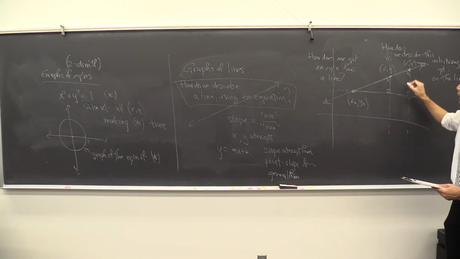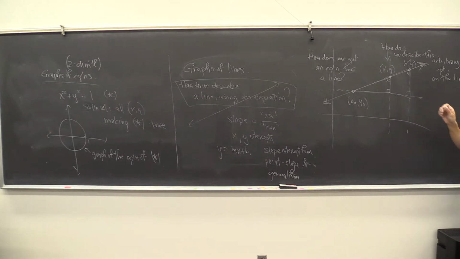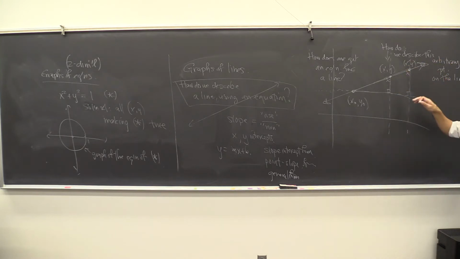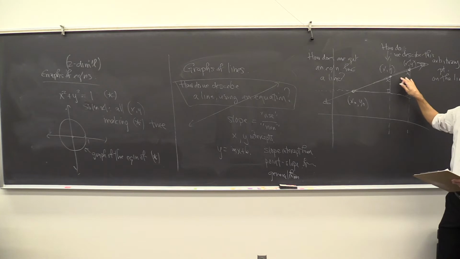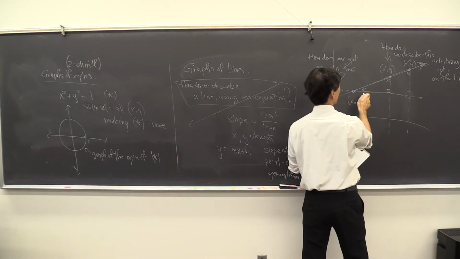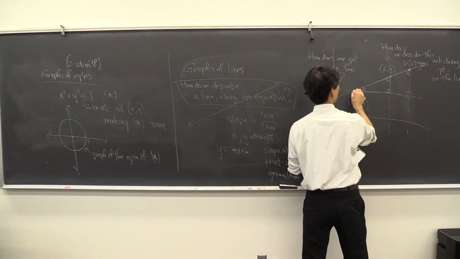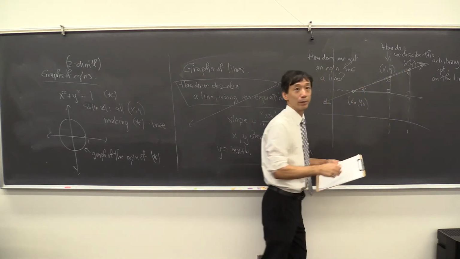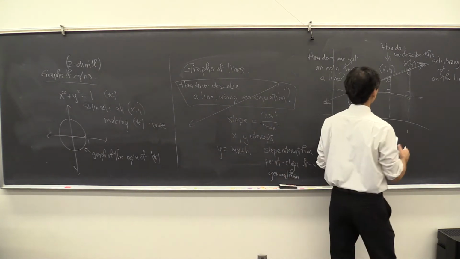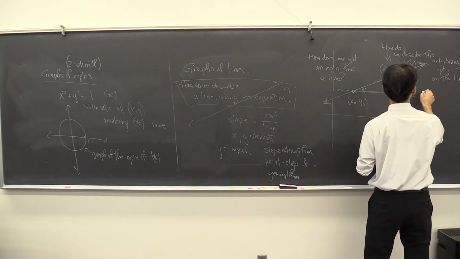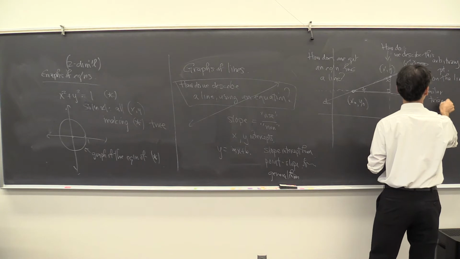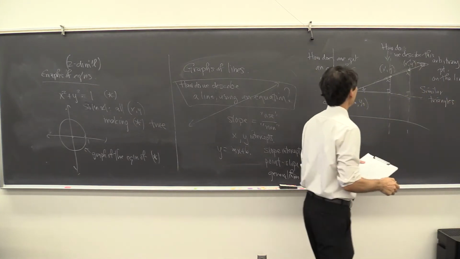that these angles are the same, right? You've got two parallel lines and a line cutting through them. So some rule of geometry says these guys are the same, and this angle is the same. So these two triangles have the same angles, right? So they're similar triangles. Notice, similar triangles. And what does that tell you?